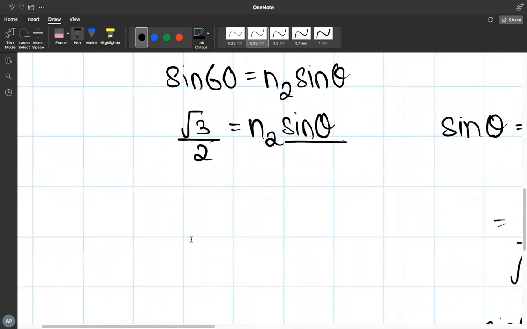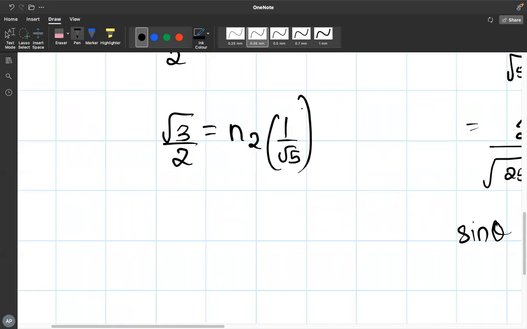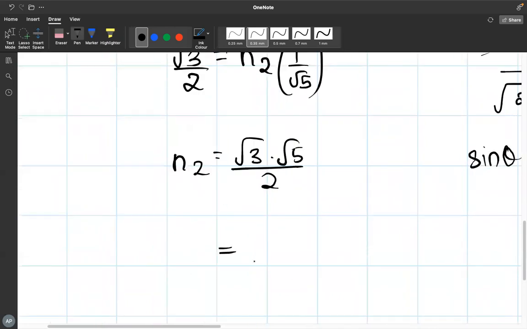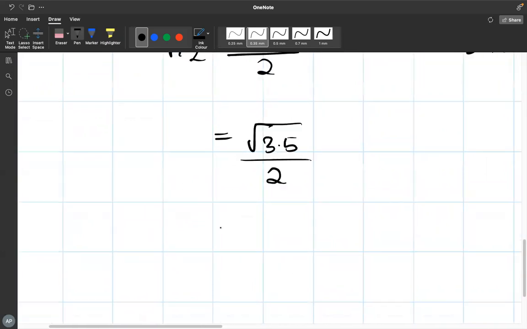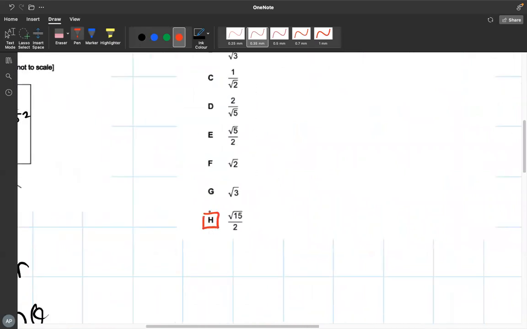Now we come back to this equation. So we have root 3 over 2 is equal to N2 times 1 over root 5. Bringing this to the other side, root 5 goes on top and 1 comes to the bottom. So N2 will be equal to root 3 times root 5 over 2, which is equal to root 3 times 5, all square rooted, divided by 2, which gives us our answer for the refractive index of the transparent block, root 15 over 2. And when we look at the answers, we see root 15 over 2 as option H. So H is our answer.